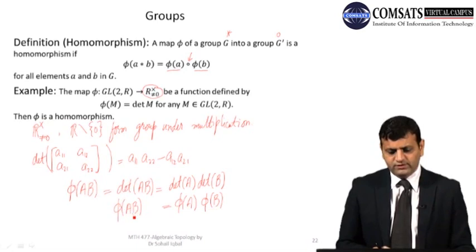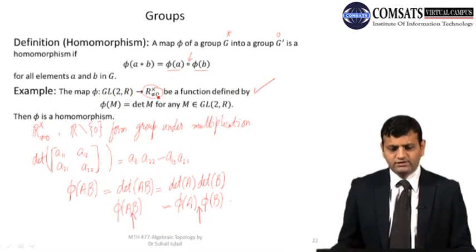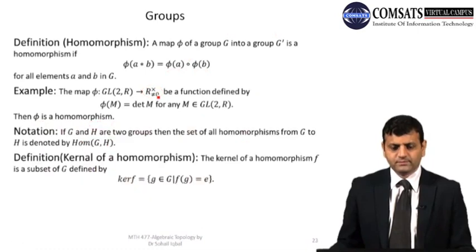So the multiplication between A and B is the matrix multiplication, and the multiplication between phi of A and phi of B is the multiplication of real numbers, because phi of A is a real number, phi of B is a real number. So this satisfies the condition of the homomorphism. So we can say that this function phi from GL to R under multiplication, non-zero real numbers, is a homomorphism.